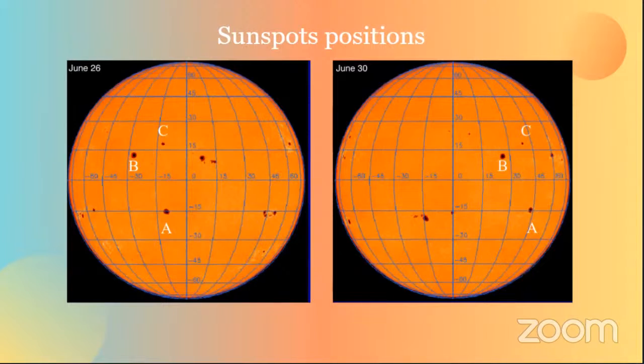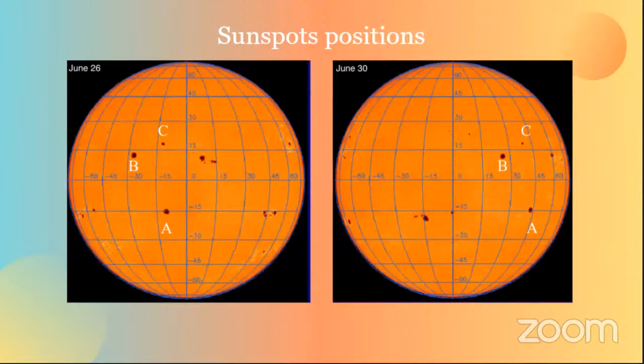Anyone got the answer? 50. It's 50. And we said that the difference between these two pictures is 4 days. So can you divide 50 over 4? 12 and a half. So we have now three numbers, 11, 13.33, and 12.5. The approximate number or the average between them is about 12 degrees.